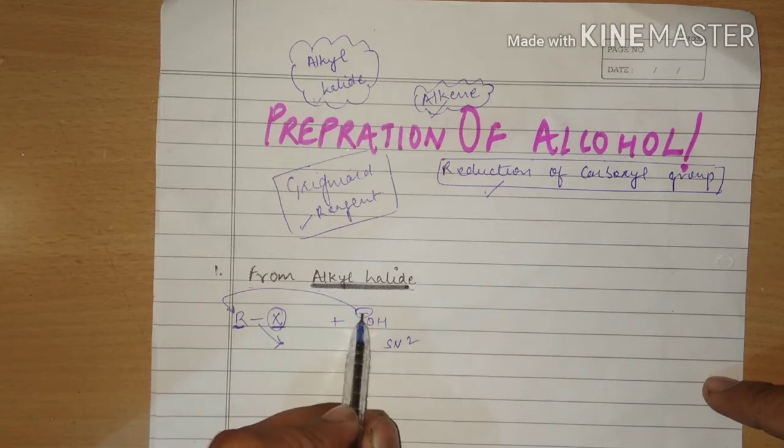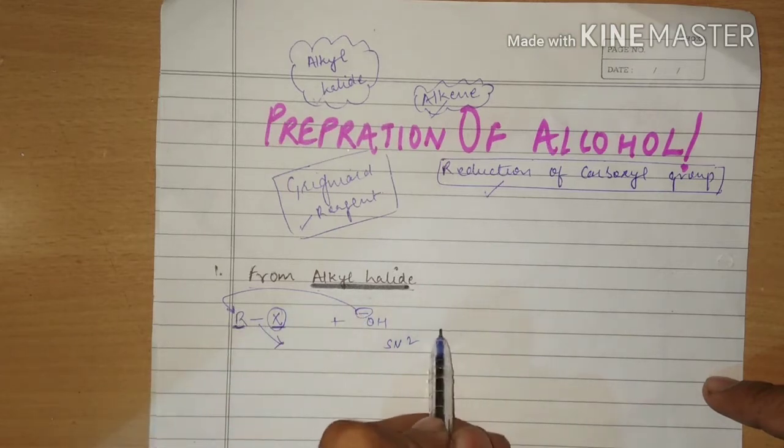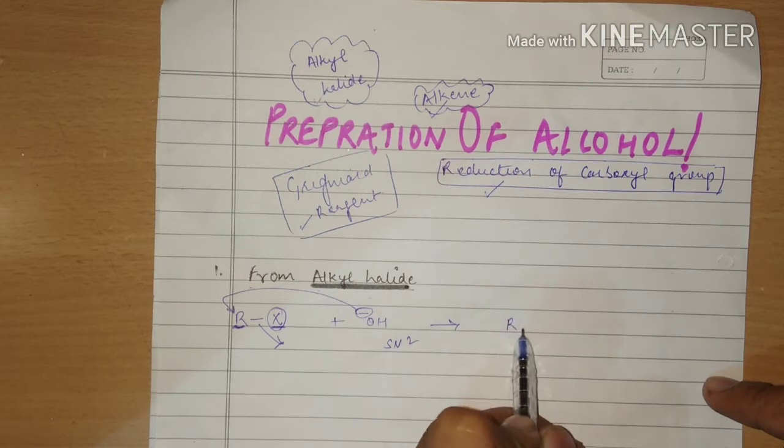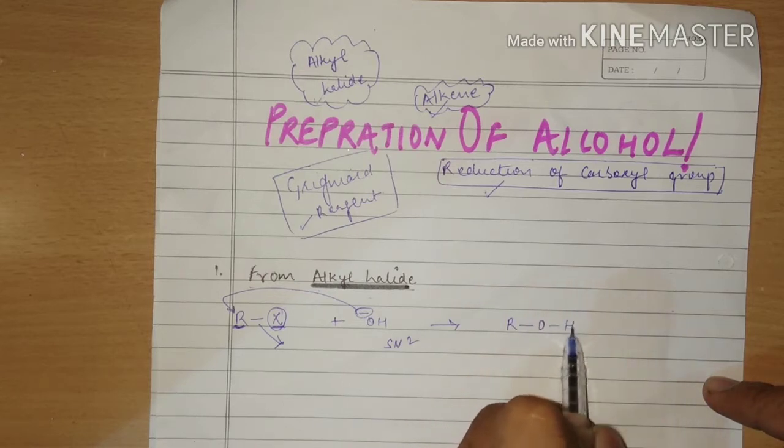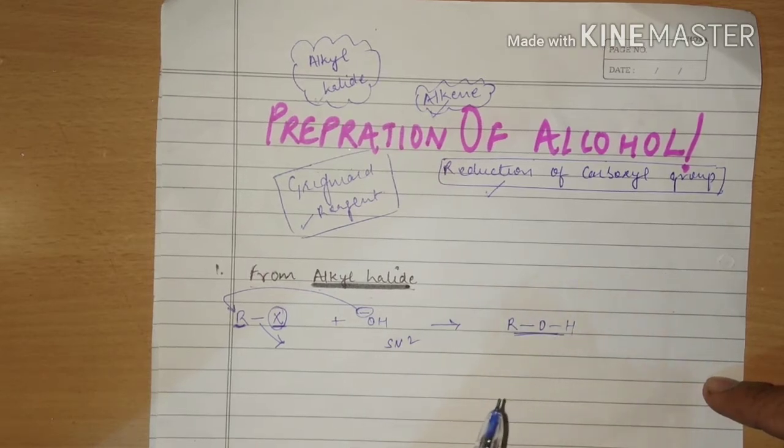So here O will attack R, X will leave, and we will get ROH, which is our alcohol.